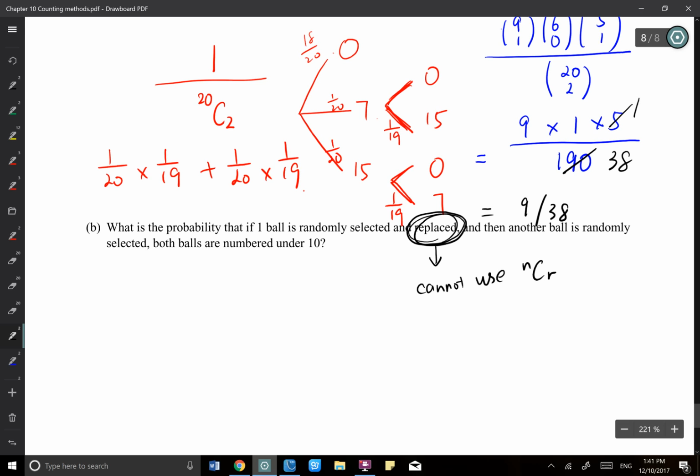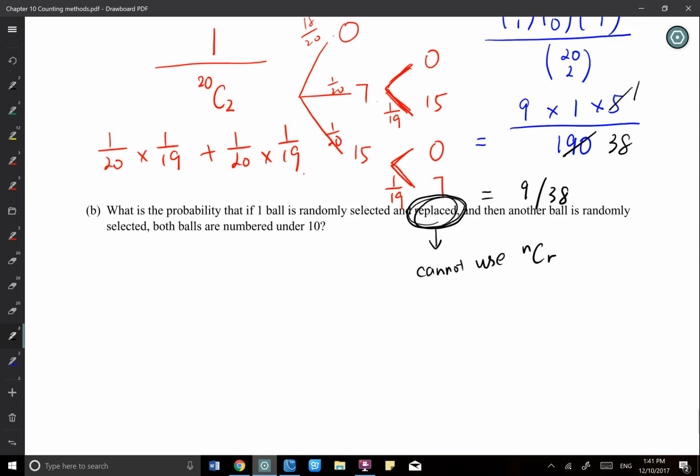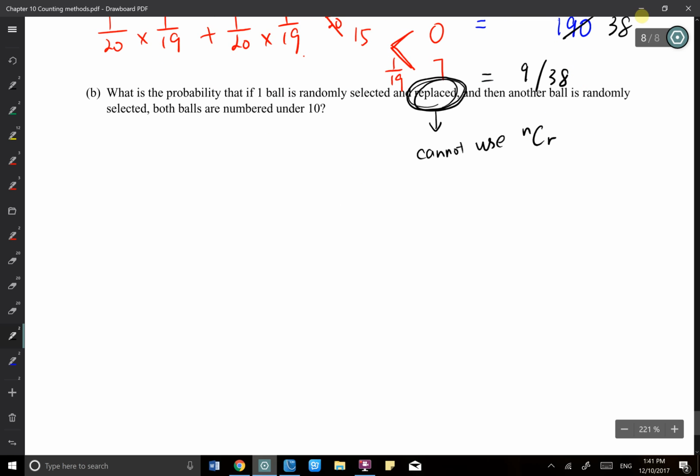So then another ball is randomly selected. You have one ball selected and replaced, and another ball randomly selected, and then we have two balls in hand. What's the probability that both balls are numbered under 10? Let's have a think. We have 20 balls. We select one and we replace that back. We still have 20 balls.